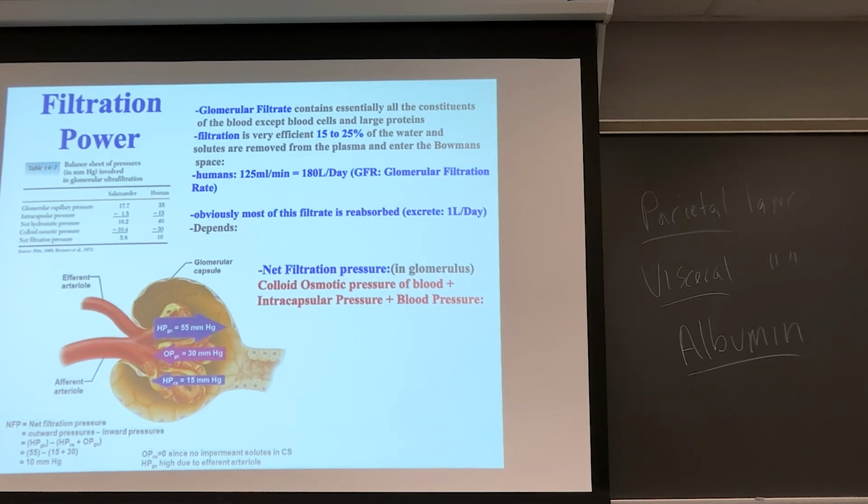And so that osmotic pressure is pretty high, right? 30 millimeters of mercury. That's consistent across the whole cardiovascular system.